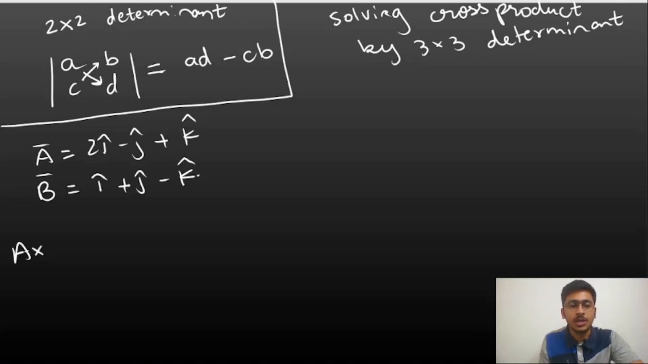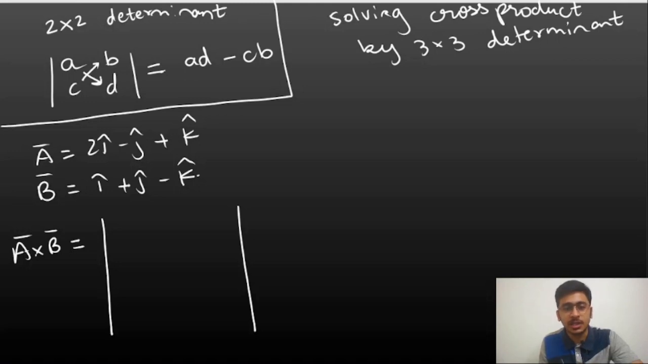So A cross B can be written as a determinant. In the first row, write i cap, j cap, k cap. In the second row, since A is 2i cap minus j cap plus k cap, write down 2, minus 1, 1. And in the third row, you have to write down 1, 1, minus 1. Why 1, 1, minus 1? Because B is 1, 1, minus 1.